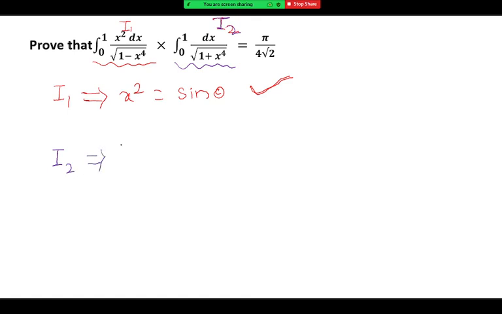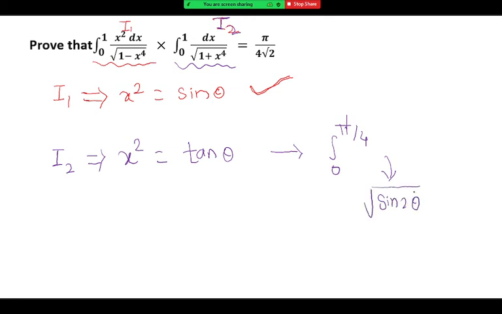Put x square equal to tan theta, so this becomes 1 plus tan square theta, and 1 plus tan square theta is sec square theta. But remember, in the second case the limits may not be standard limits. Your limit goes from 0 to pi by 4 there. Later on, this integral will convert to the sine 2 theta form, like root of sine 2 theta, something you will get.